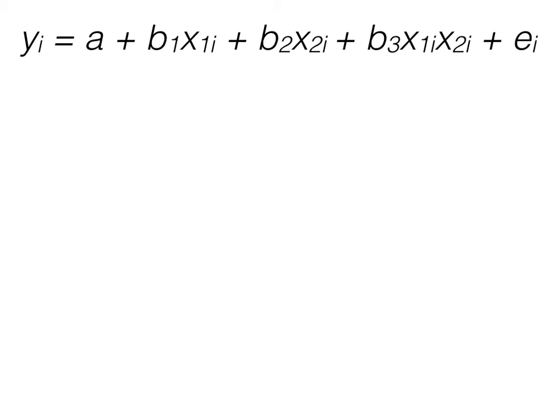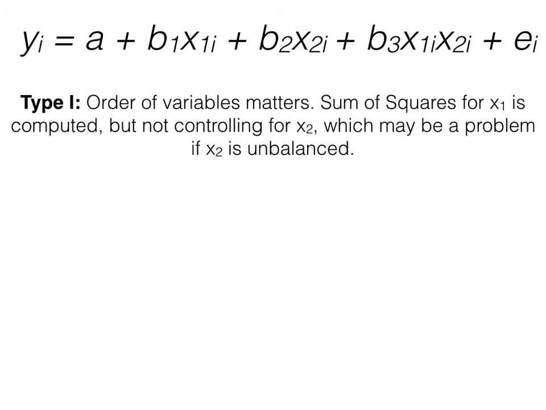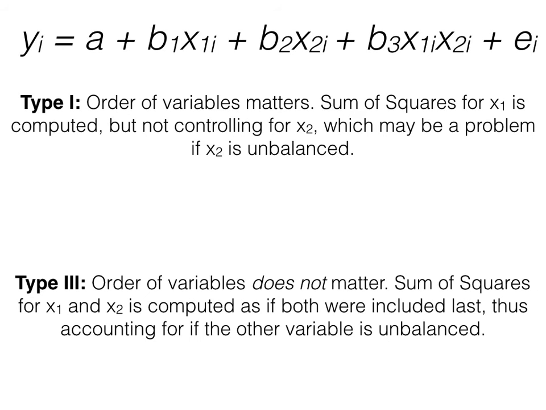And now our third and final math section. Again, here's our standard linear regression equation. Now when R computes the sum of squares for the ANOVA, there are three ways it can do it. For type 1, the order of the variables matters. So when the sum of squares for x1 is computed, it's not taking into account x2, which can be an issue if your data is unbalanced. However, for type 3, order does not matter, and the sum of squares is computed given all variables in the model. Now in R, the default method for ANOVA is type 1, but in SPSS, it's type 3. And this is where the difference can arise between the two programs.